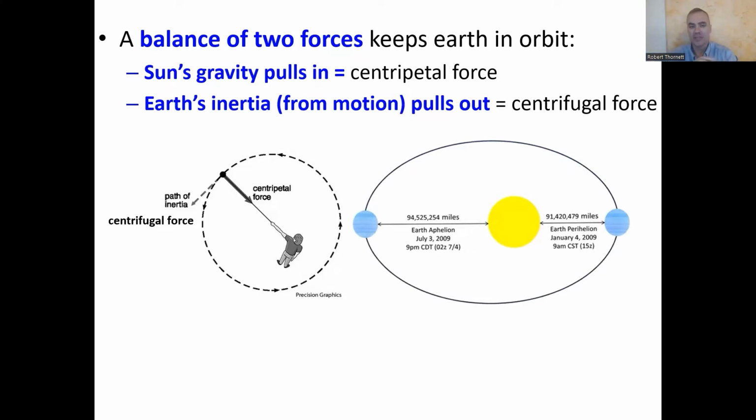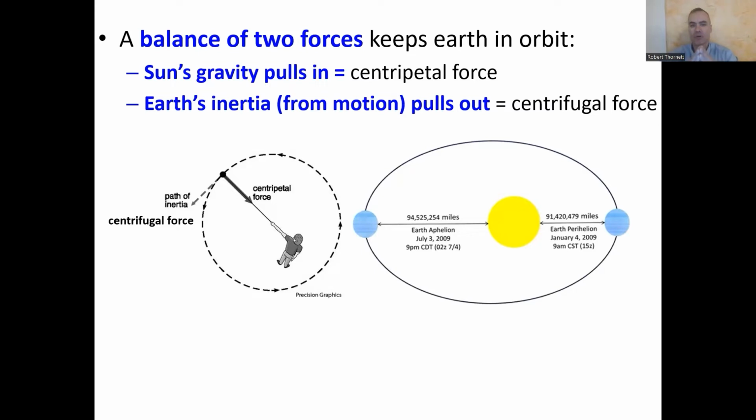And so in this case, you see on the left is a guy swinging a rock around. The centripetal force pulling in is his arm. The centrifugal force making the rock want to fly away is inertia, the fact that he's wound it up and swung it around and given it momentum and inertia. So those two forces are in balance until he lets go. And then the centripetal force is gone and the rock flies away because of centrifugal force.